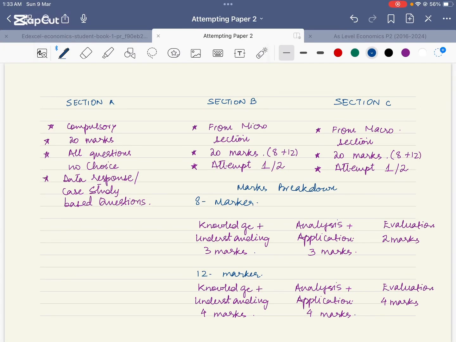Assalamu alaikum. The topic for today is attempting economics A-levels paper 2. Paper 1 is completely MCQ based, so we are going to talk about the descriptive or theory or essay based paper, which is paper 2.